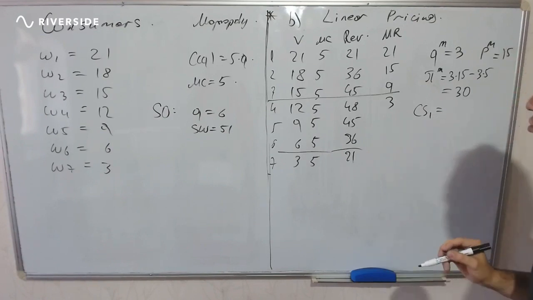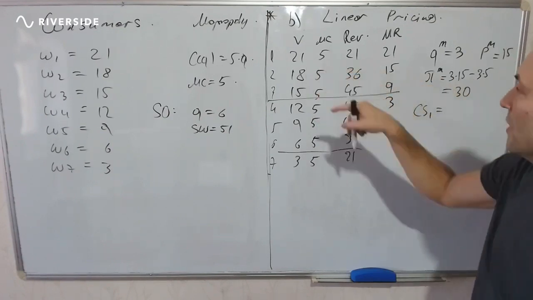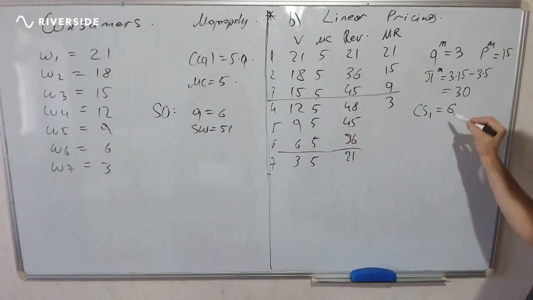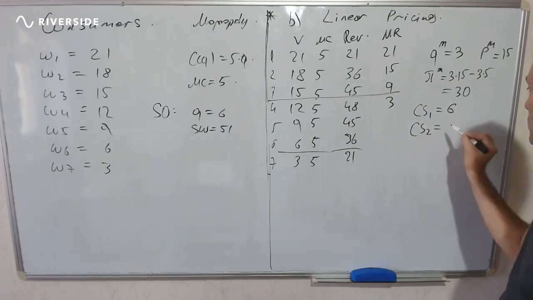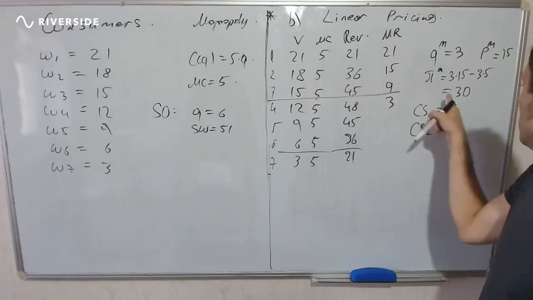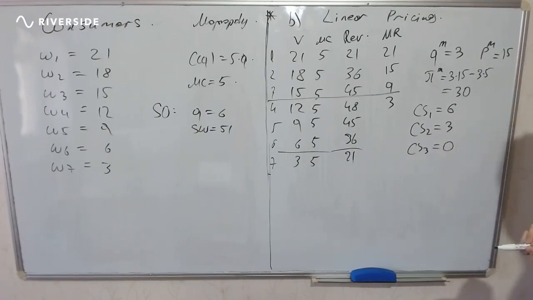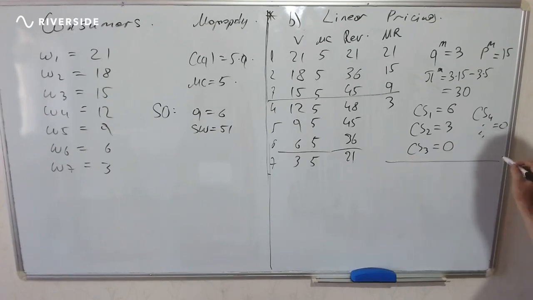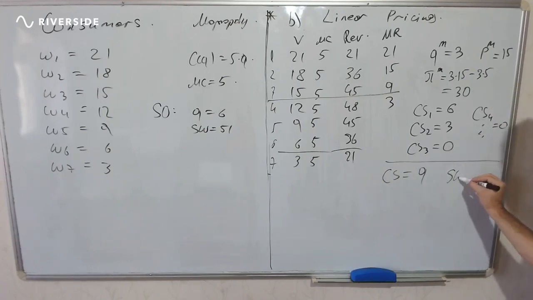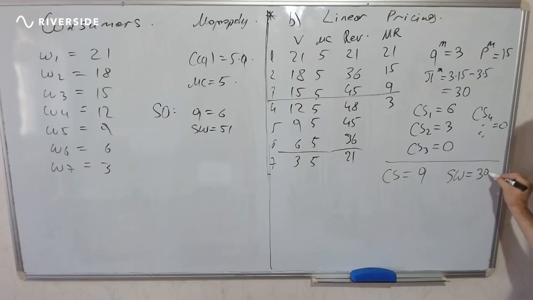Consumer surplus. The first consumer will buy a car at 15. His value is 21, so his surplus is 6. Consumer surplus for the second guy is 18 minus 15, that's 3. And the third guy is squeezed out completely. Note that for any other consumer, 4 and above, the surplus is all 0 because they're not getting their cars at all. So total consumer surplus will be 9. Monopoly profit is 30, so social welfare is 39.